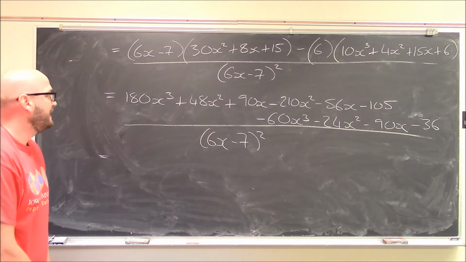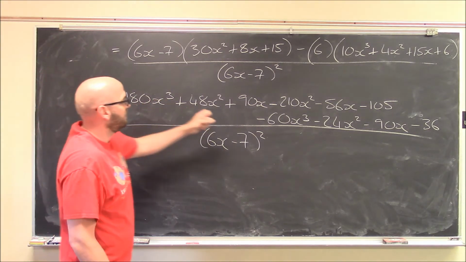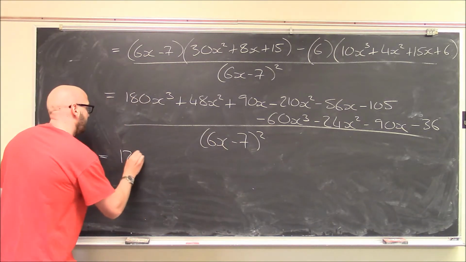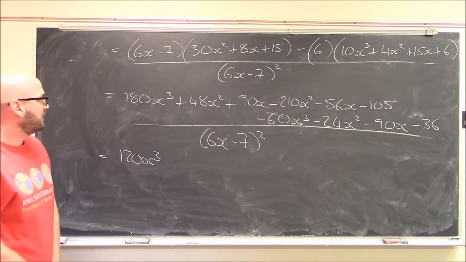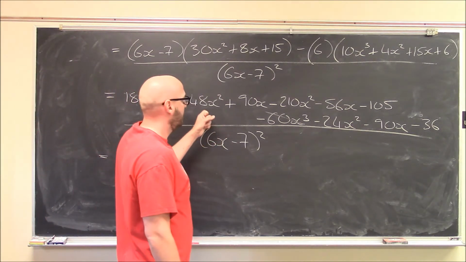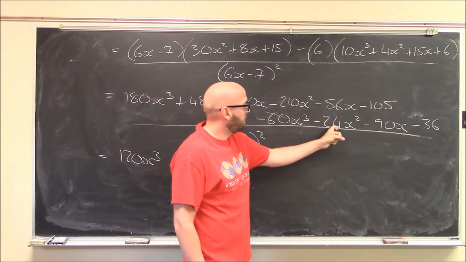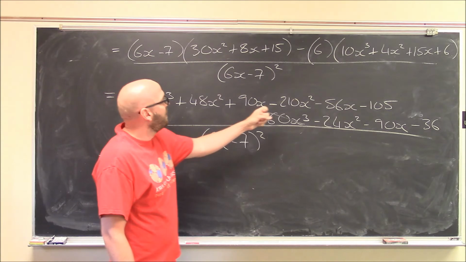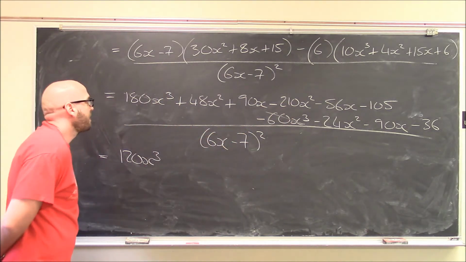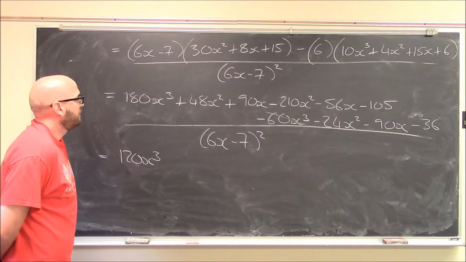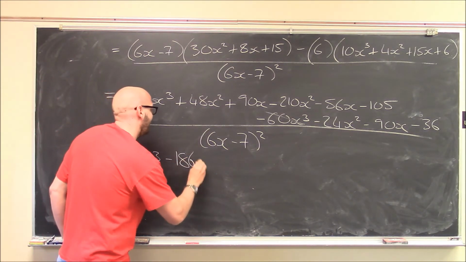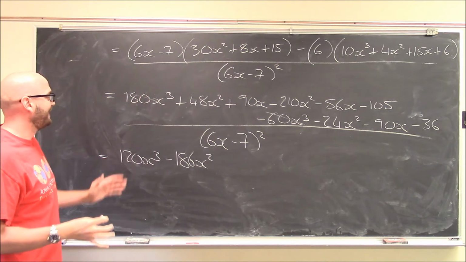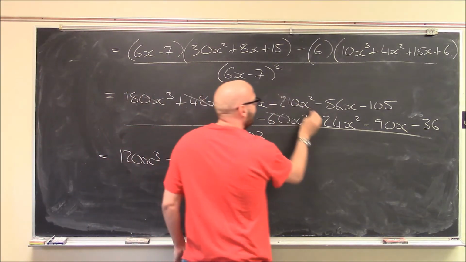Let's see. How many x cubes do we have? 180 minus 60 of them, 120x cubed. Alright, x cubes are done. How many x squareds do we have? Quite a few. 48 minus 24 is 24 of them. Minus 210, 24 minus 210 is minus 186, I think, 186x squared. If I get the arithmetic wrong here, I'm sorry.